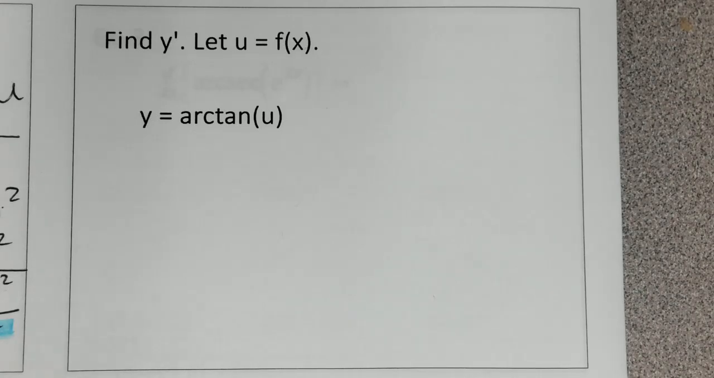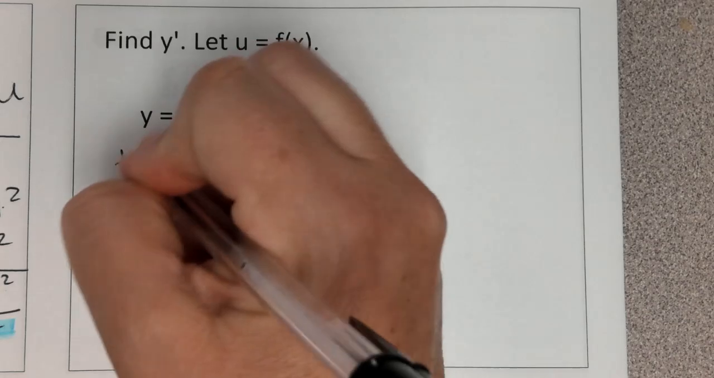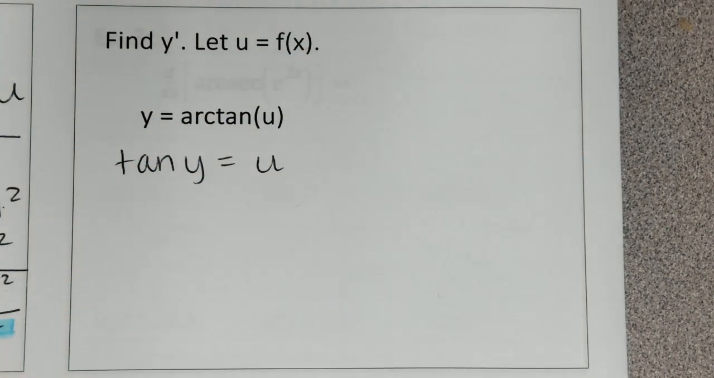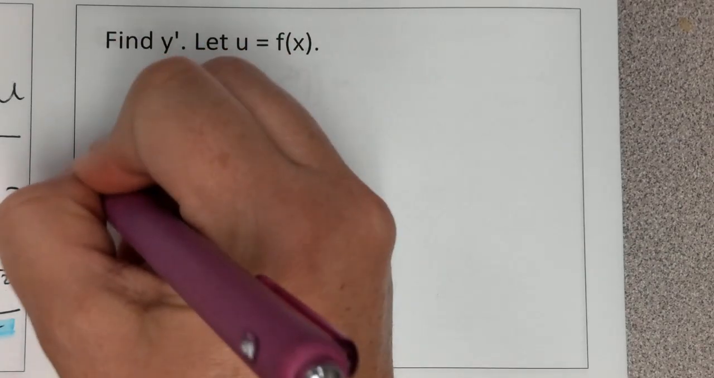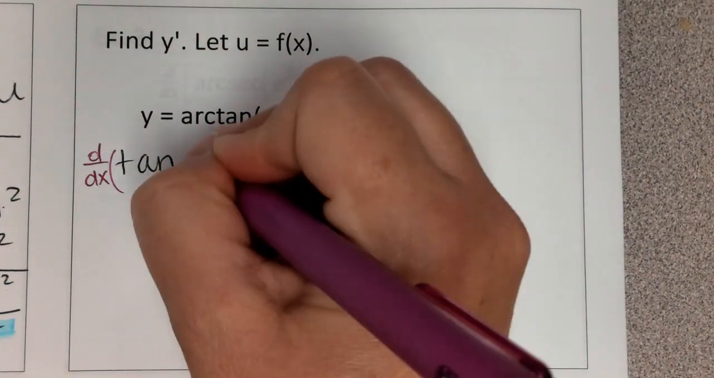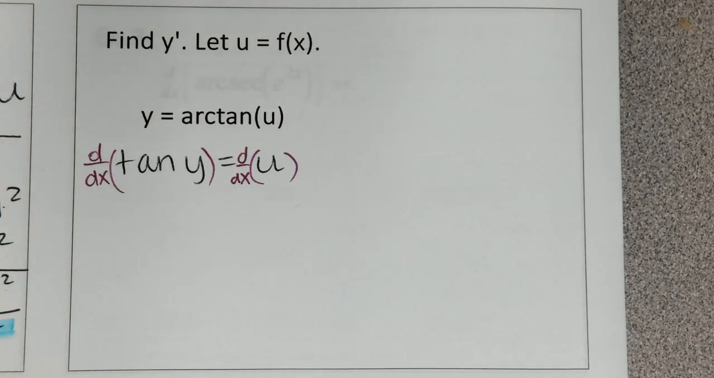Okay, arctan of u. We're going to rewrite this as the tangent of y equals u. We're going to take the derivative of both sides with respect to x. We're going to use implicit differentiation to take the derivative of the tangent of y. Oh my. Do you guys remember the derivative of tangent?